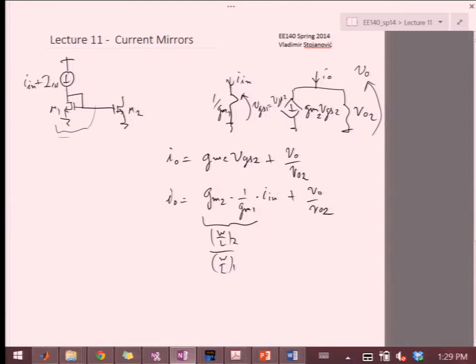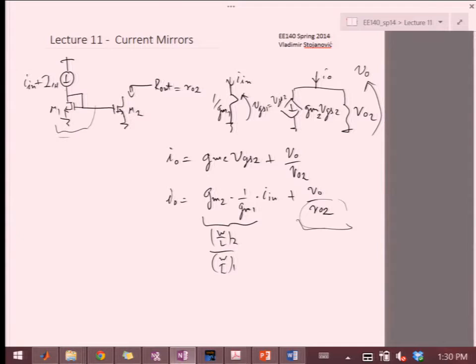So I do preserve that multiplication factor, but I have this additional modulation, so to speak, where now my output voltage affects the current, right? And you see an interesting thing here. The larger the output, so RO2 in this case is the output impedance, or at these small low frequencies, it's the output resistance of M2, right? And the larger this number, the smaller this effect, right? That VO over RO2 is going to change the current.